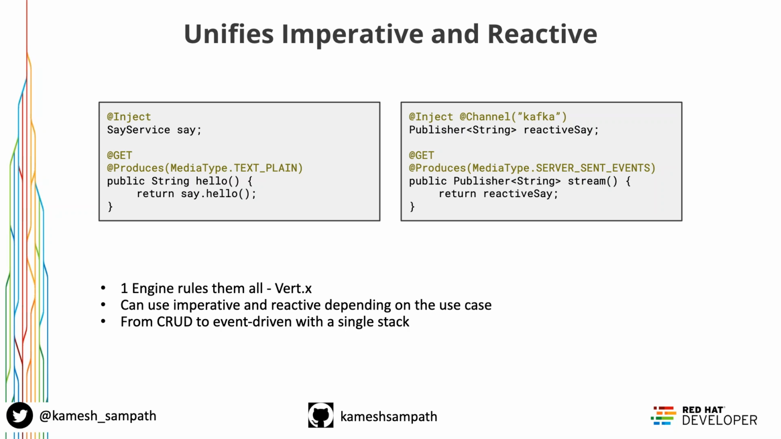So what you try to do is take a single engine with Vert.x. Quarkus uses Vert.x as one little engine to do both imperative and reactive programming, and you can use both of these patterns, and you also use it for event-driven with a single stack. What we mean by this is that we are working towards making even your database communication reactive. Vert.x already does that to a fair extent with PostgreSQL, but we are trying to make sure it's also done with all of the databases.